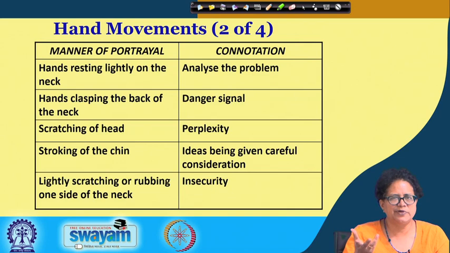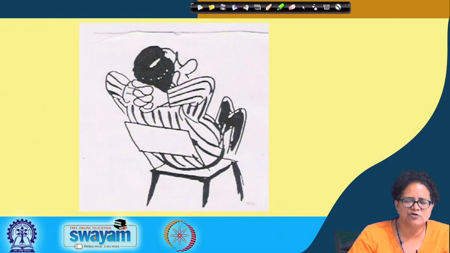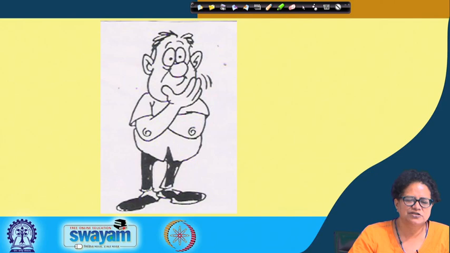So, let us move further, and these are some pictures of the hand movements. This is the aristocratic gesture. Sometimes the person is adopting it so that he balances and does not fall off the chair while sleeping or dozing off, a catnap. This is perplexed. This is somebody slightly rubbing the side of the chin, thinking.